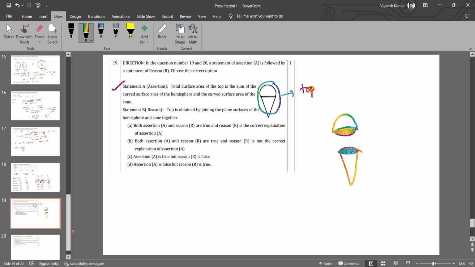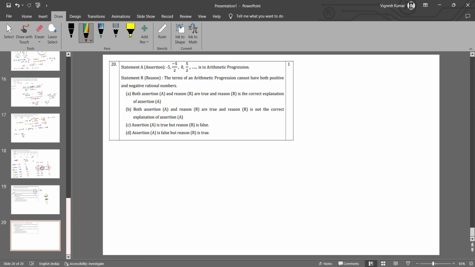And what reason have they given for this? Top is obtained by joining the plane surfaces of the hemisphere and cone together. Yes, you are joining the plane surfaces of the hemisphere and the cone together to get this overall structure called top. So the reason is also right. So the correct option will be: both assertion and reason are true, and the reason is the correct explanation of assertion A.